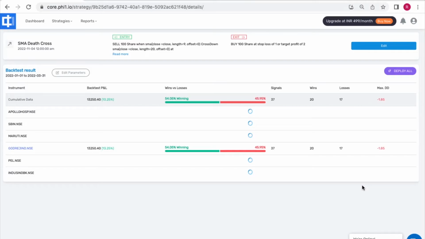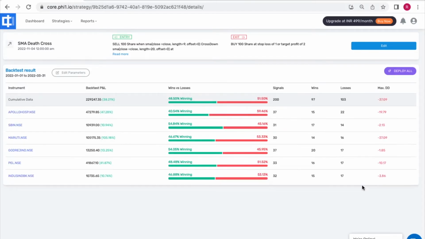Alright, so my criterion here is that my win rate should be at least 50%. I'm getting that win rate with a couple of scripts here, so I'd only want to go ahead with those scripts and I'd like to remove the others. Also, I think PEL is quite close to the win rate that I'm expecting and I will retain that. Let me go back and remove the scripts that I do not want to execute my trade with.